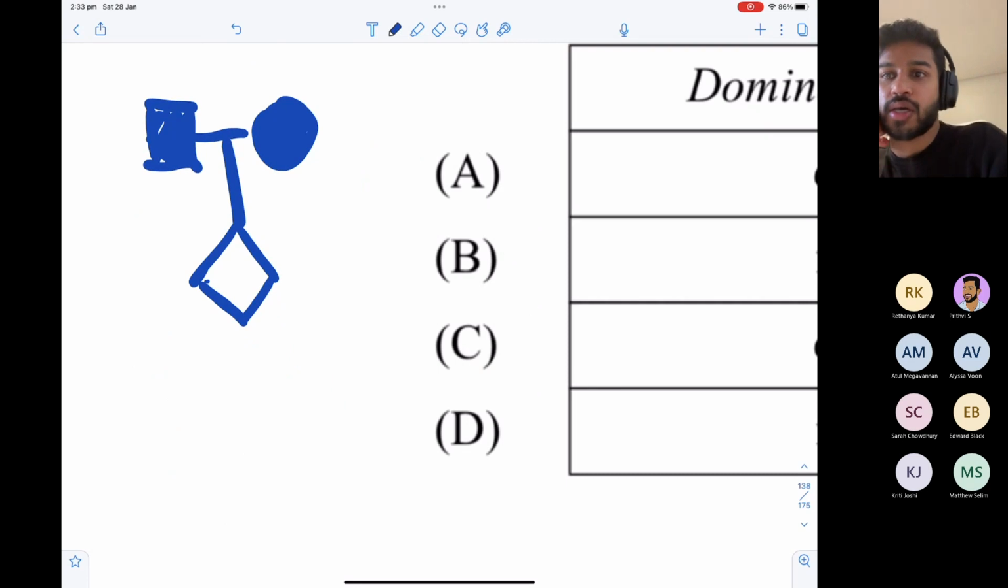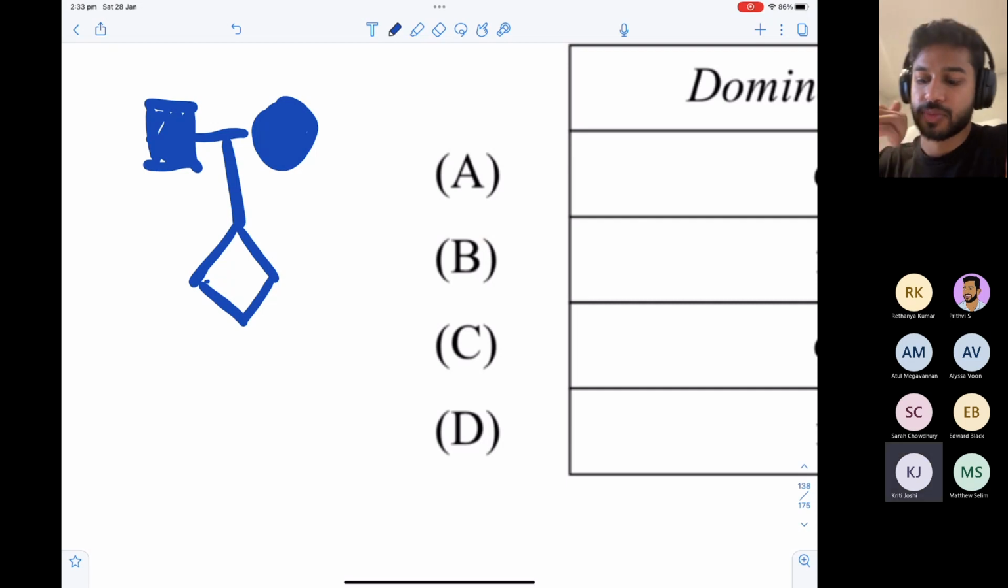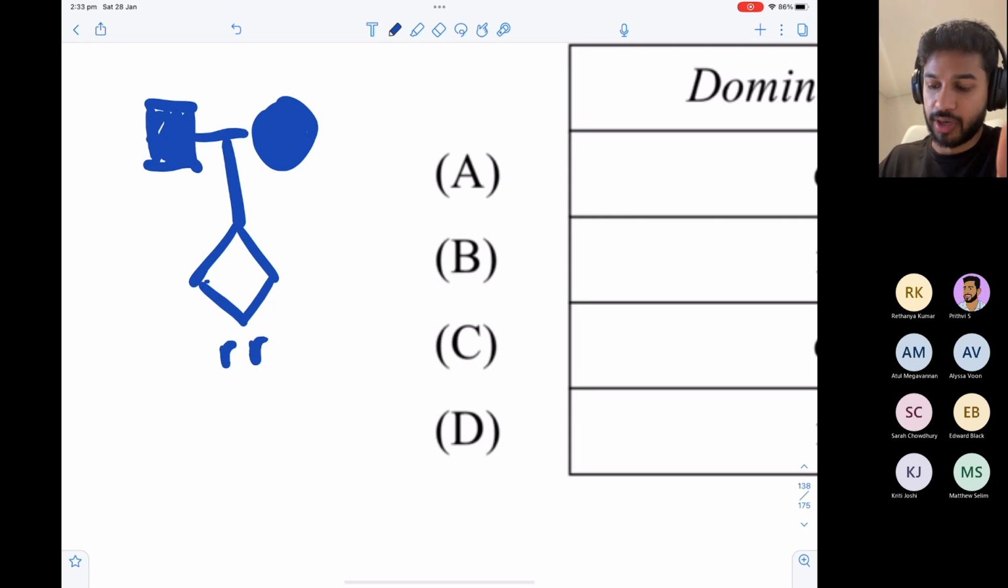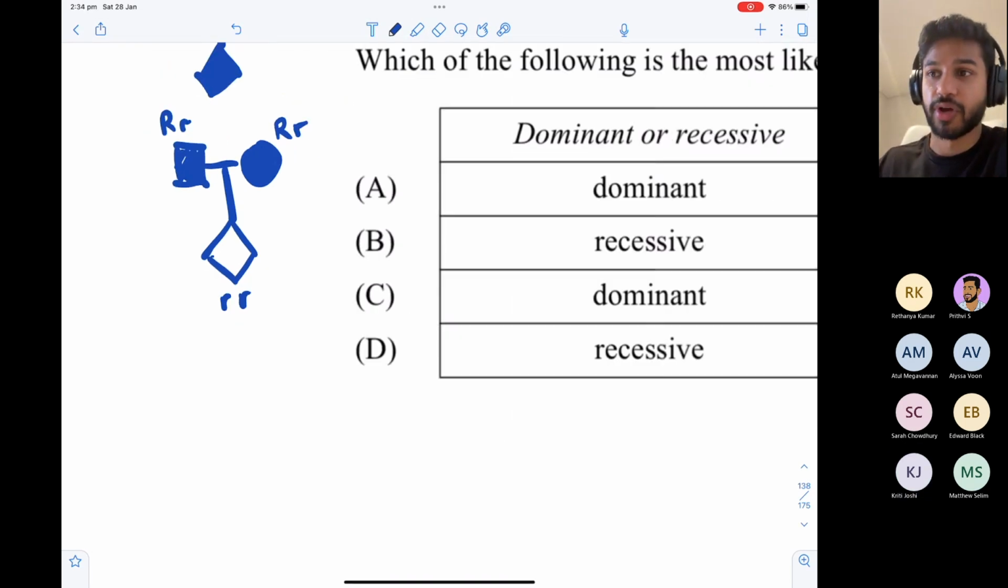Right? Let's go to Kriti. Kriti, what inference can you make in terms of autosomal inheritance about this little pedigree that I've drawn? Right? What would the genotypes of the parents and the child be? Lowercase r, lowercase r. Yeah, for the child and the parents, just like the previous question. Capital R, lowercase r. Yeah, heterozygous, very good, right?